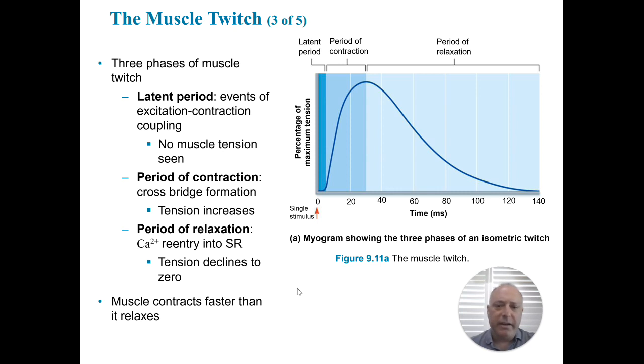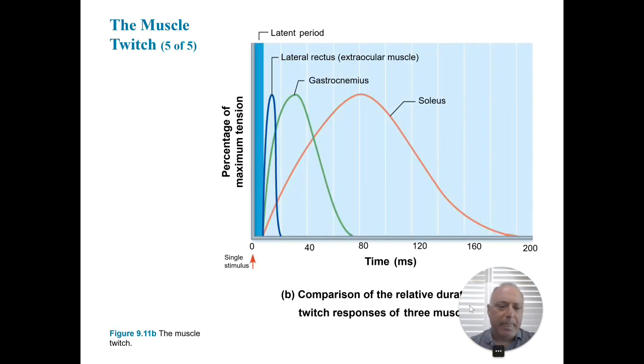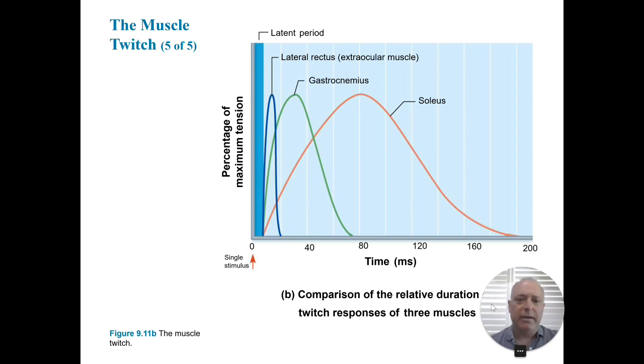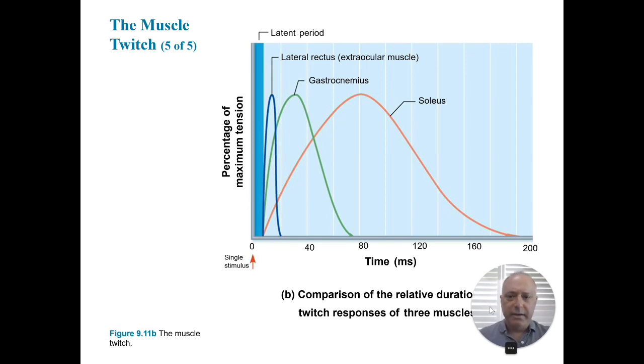Now, just a little bit of details. The muscle contracts faster than it relaxes. And that's just because it takes a while for the calcium to get mopped up and removed. Different muscles have changes in twitch, okay? So you have your very fast glycolytic muscles, like your lateral rectus, and you have your slower oxidative fibers, like your soleus.